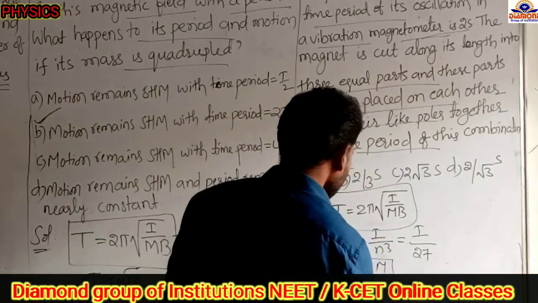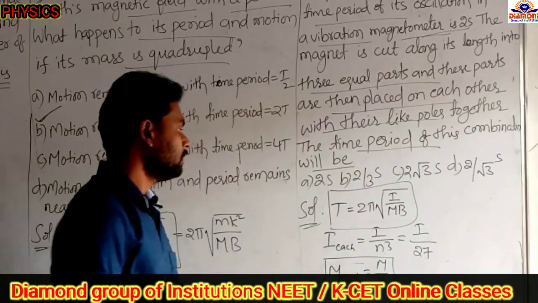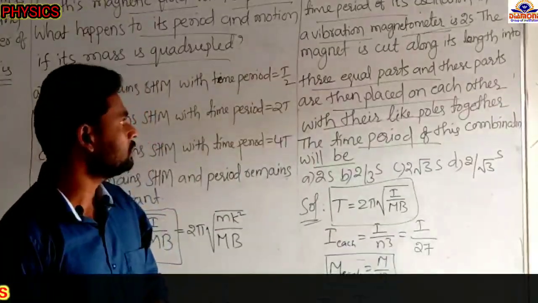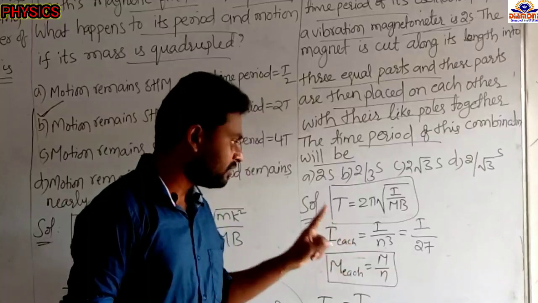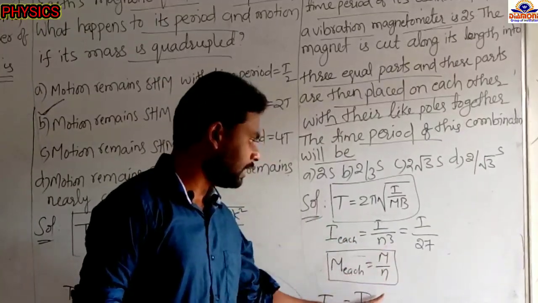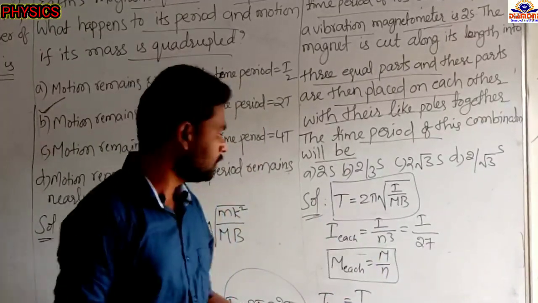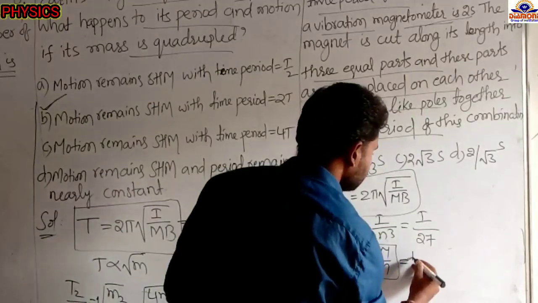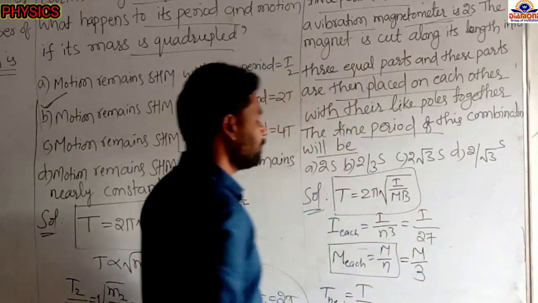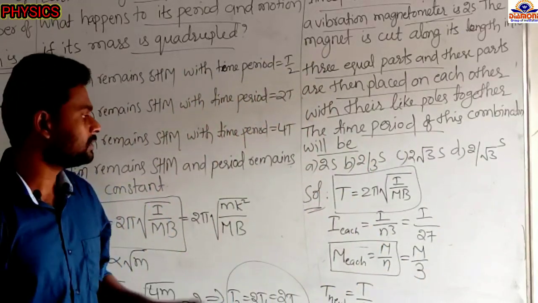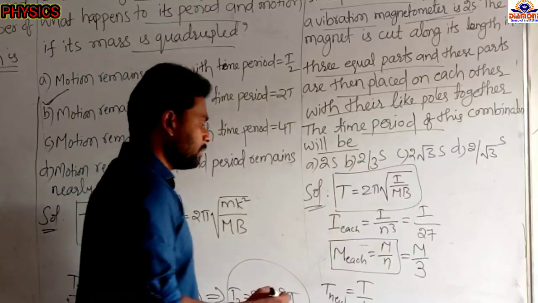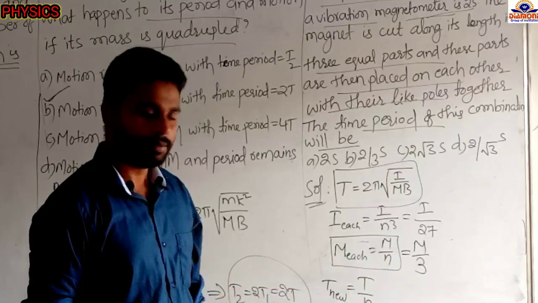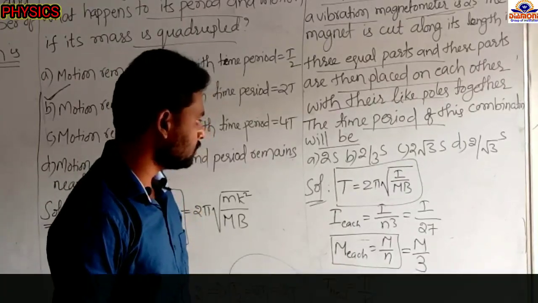Next, magnetic moment. If the magnet is cut into 3 equal parts, how does the magnetic moment change? The magnetic moment of each part equals M by n, where M is the initial magnetic moment and n is the number of parts. Here the magnet is divided into 3 parts, so each magnetic moment is M by 3. Remember that they have given the magnetic moment of the magnet, and we can also find the magnetic moment of the 3 parts.